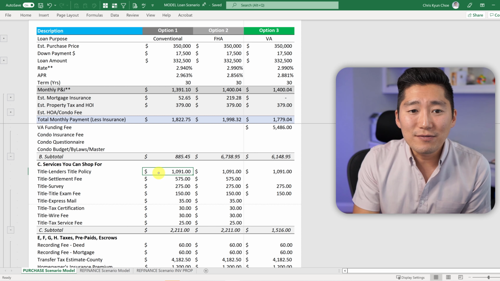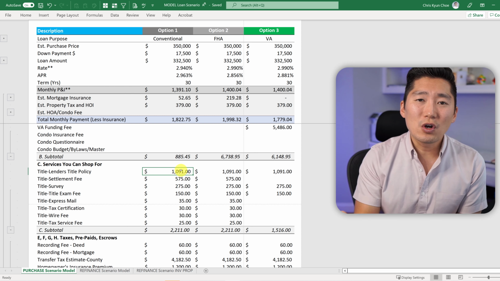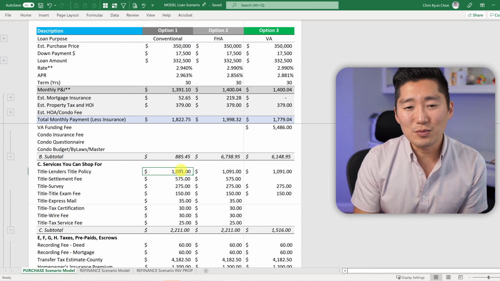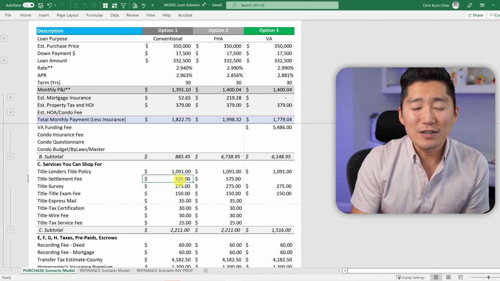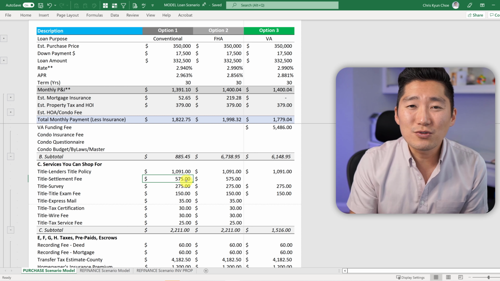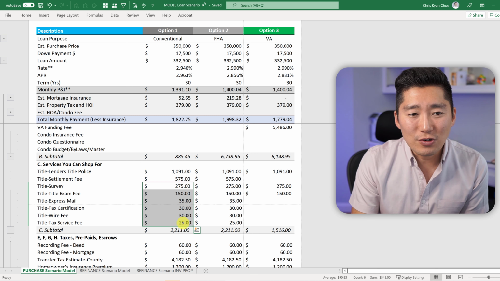This is the policy for the lender, not for you, that protects the lender if there's any title issues. I'll get to the owner's title policy later, but this is to protect the lender, not you. This is the settlement fee paying the title company for doing this transaction for the title. And these are all the other ancillary costs that the title company may or may not charge.